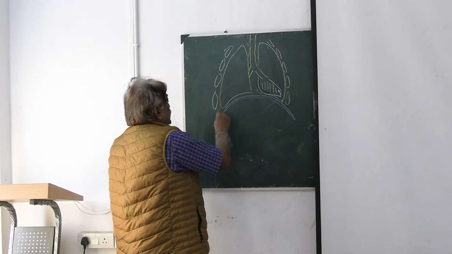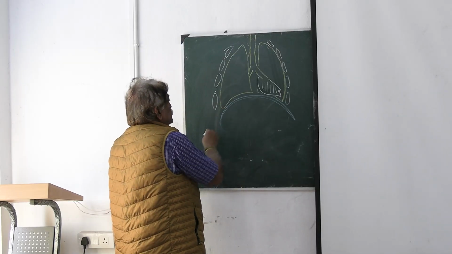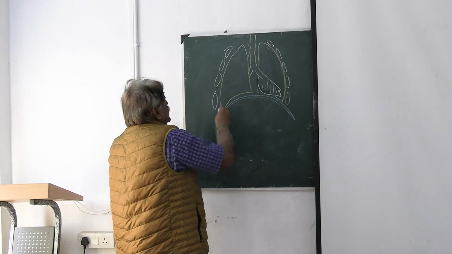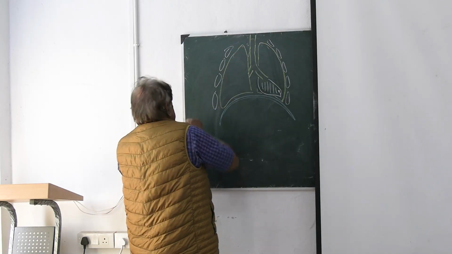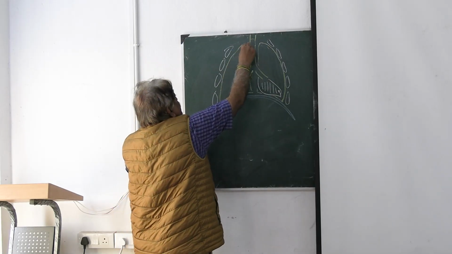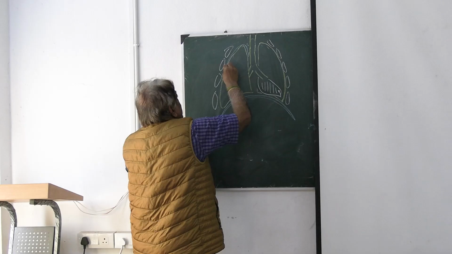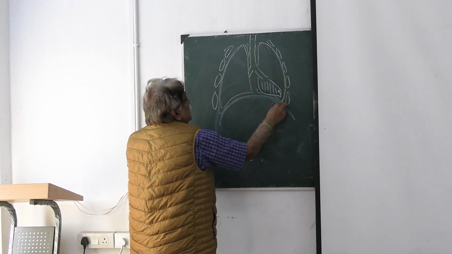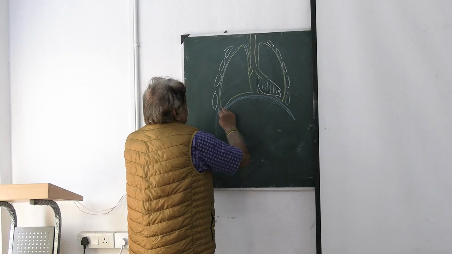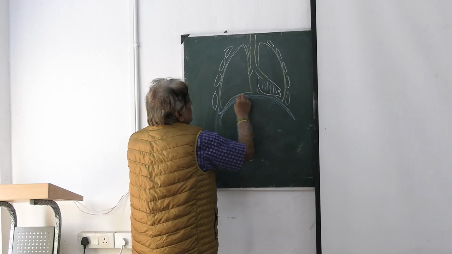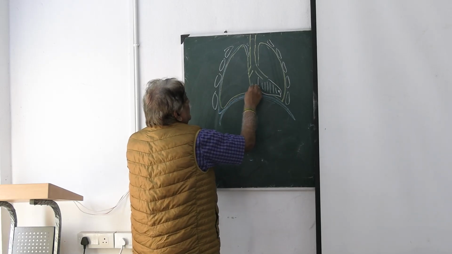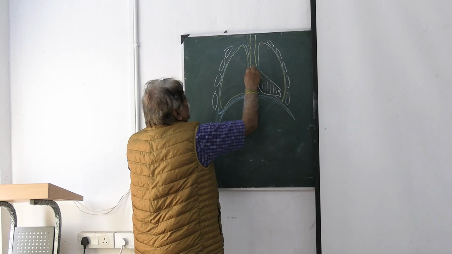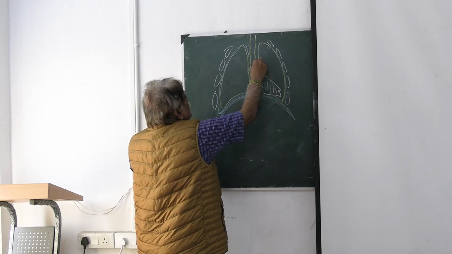Now, see, I'm just drawing it in blue. This is the pleural sac. This is the diaphragm. Now, the pleura is around the lung. And this is the pleural fold here, over here at the hilum.